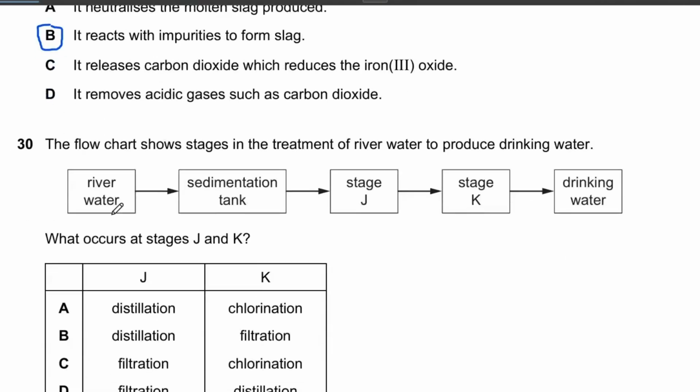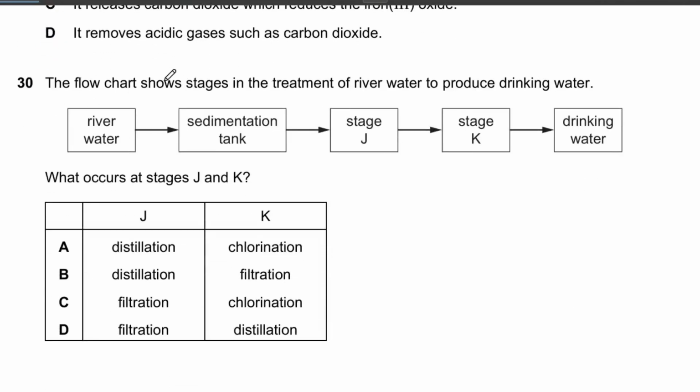That's correct. Question 30. The flow chart shows stages in the treatment of river water to produce drinking water, as domestic purification of water. What occurs as stages J and K? So we have from river water, sedimentation in the tank. Stage J will be filtration. This is where filtration takes place. And K will be chlorination, which is the last stage. And then we have our drinking water. So it's filtration and chlorination. That will mean that our answer is C.